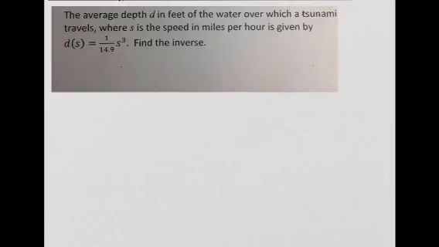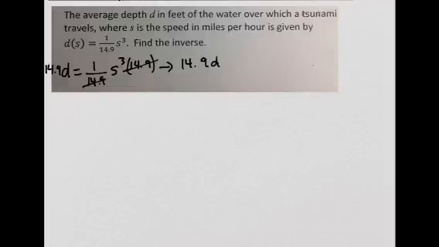Okay, so this is the average depth in feet of the water over which a tsunami travels, where S is the speed in miles per hour. Okay, so S is the speed and D is the depth of the water, average depth. So we're going to write D equals 1 over 14.9 times s cubed. So we're going to multiply both sides by 14.9. So I'll put parentheses instead. And so 14.9 on the left side also. So on the right side, the 14.9 becomes 1 because it cancels out.